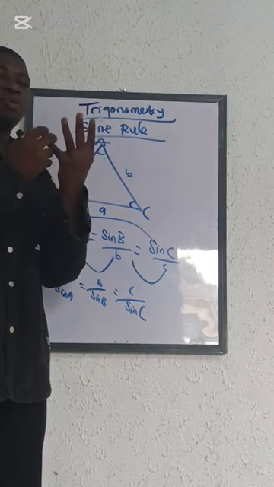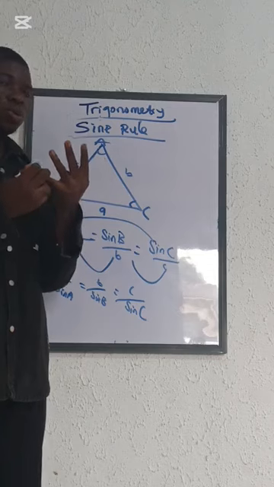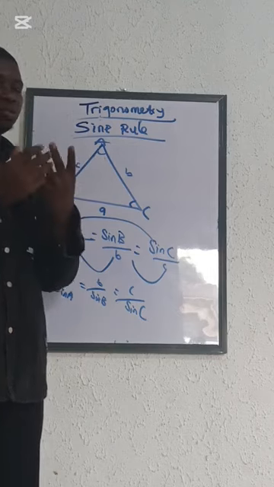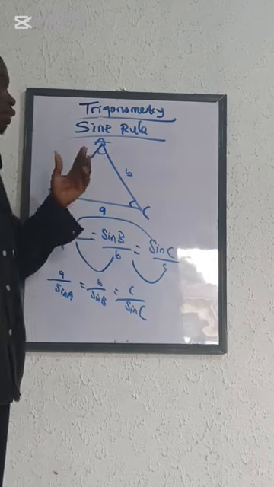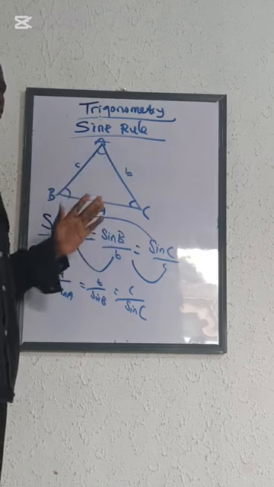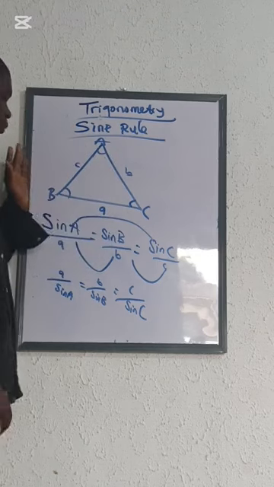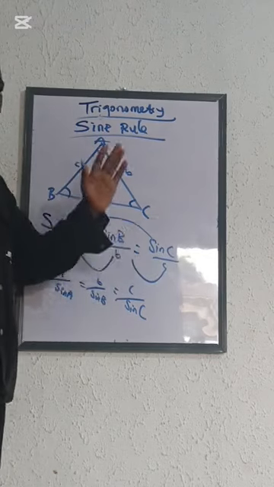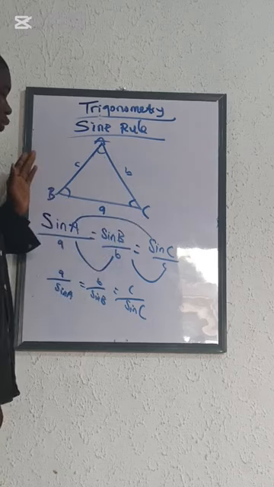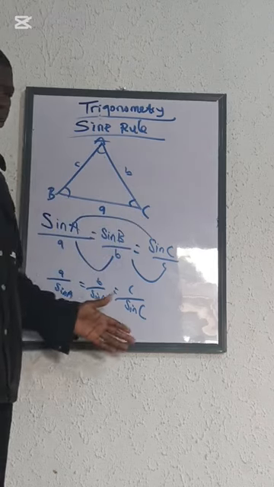It's either we're looking for one angle or we are looking for one side. So two angles, two sides. That's when we use sine rule. I'll give an example. But if I'm looking for one angle or one side or something like that, you know that this is how you get it.